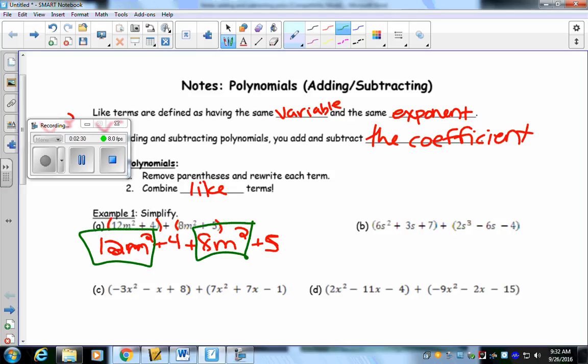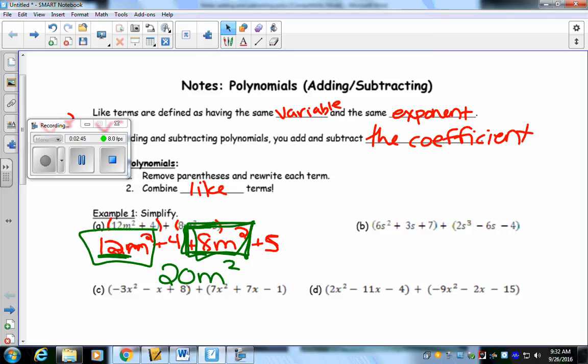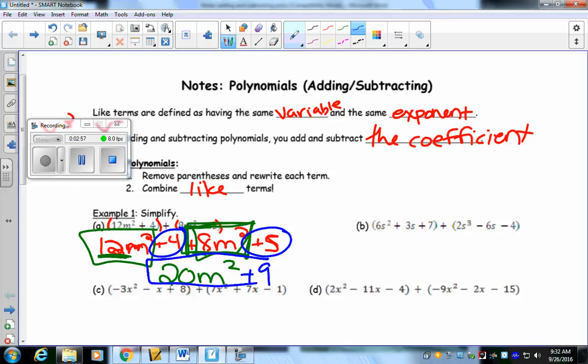So when I'm adding them, I'm just adding the numbers. And sorry, I should have pointed out that you want to include the sign before it. Okay, so that's a positive 8. So 12 plus 8 gives me 20m squared. I did not change my exponents. All right, and then the positive 4 and the positive 5, those are like terms because they have the same variables. They don't have one. So plain old numbers are like terms. So 4 plus 5 is 9. All right, I can't combine anything else, so that is my final answer.